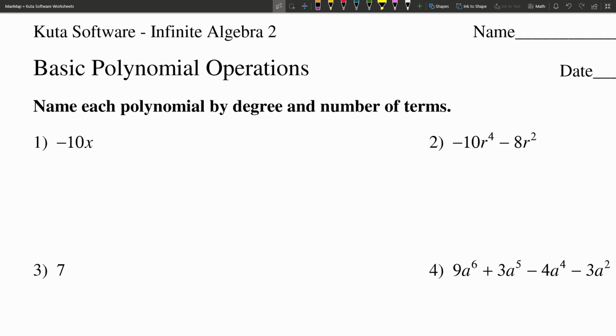Now, the first set of directions are to name each polynomial by degree and number of terms. So again, we're going to start by finding the degree and then the number of terms. Let's dive into number 1.